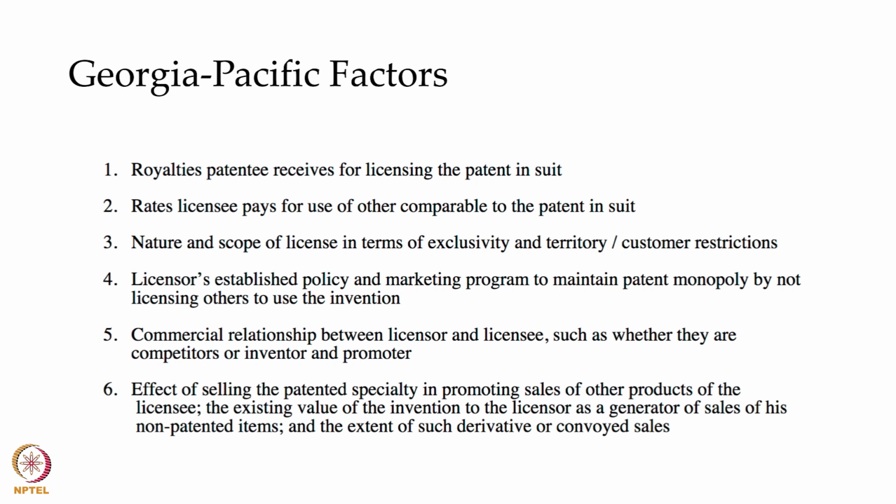Nature and scope of the license in terms of exclusivity and territory. The licensor's established policy and marketing program to maintain the patent monopoly by not licensing others to use the invention. The commercial relationship between licensor and licensee, such as whether they are competitors or inventor and promoter. The effect of selling the patented specialty in promoting sales of other products of the licensee, the existing value of the invention to the licensor as a generator of sales, and the extent of such derived or convoyed sales.